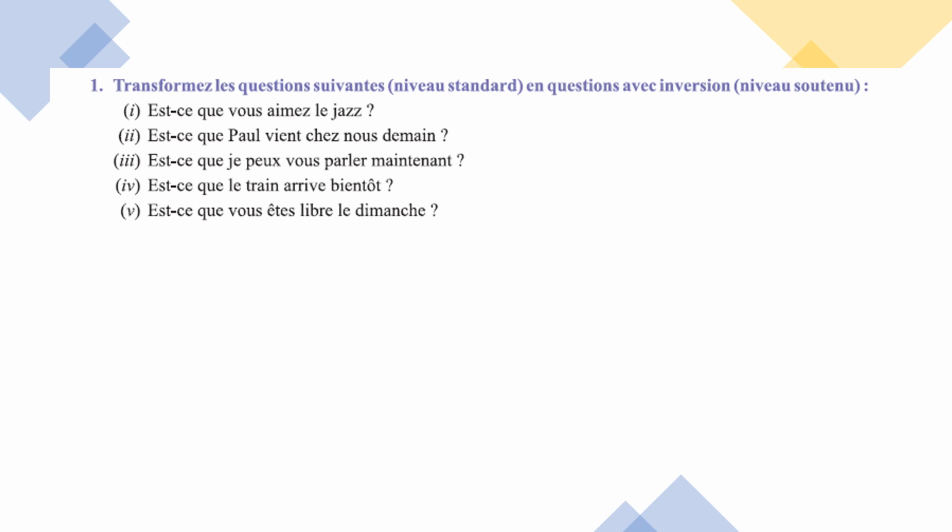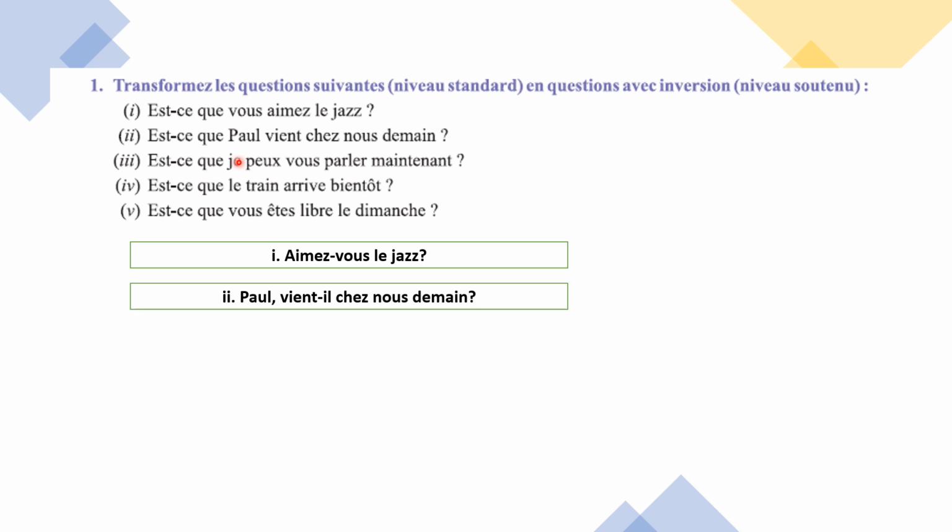Now let's look at these sentences. What are we supposed to do? Transform the questions into questions with inversion. This is your high class language. Soutenu means high class. So est-ce que, remove. Subject goes to position number 2. Aimer comes to position number 1. So that is your sentence. Aimez-vous le jazz? Second one, if I remove est-ce que, my sentence starts with Paul. Paul cannot be inverted. I replace Paul with il and I invert the il. Paul vient-il chez nous demain?